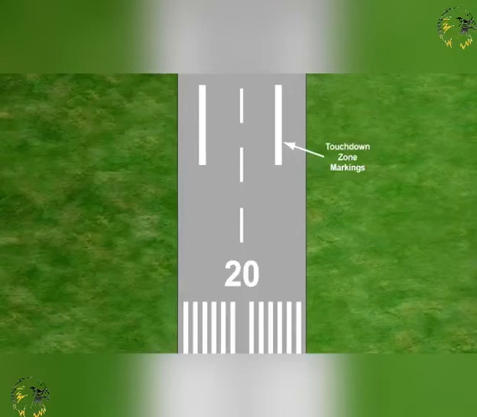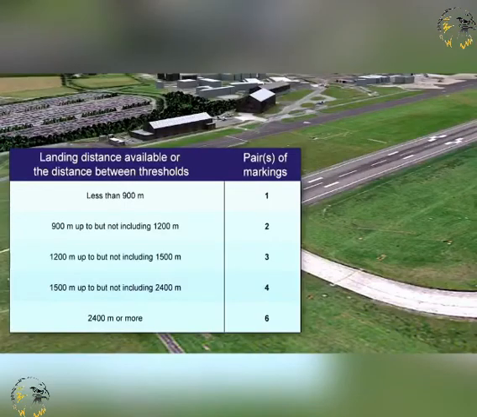Touchdown zone markings are to be provided on code 2, 3 and 4 paved precision approach runways. They will consist of pairs of rectangular markings symmetrically placed about the runway centerline, with the number of pairs relating to the landing distance available. The table shown here shows the number of pairs of touchdown zone markers that are applied to differing lengths of runway.